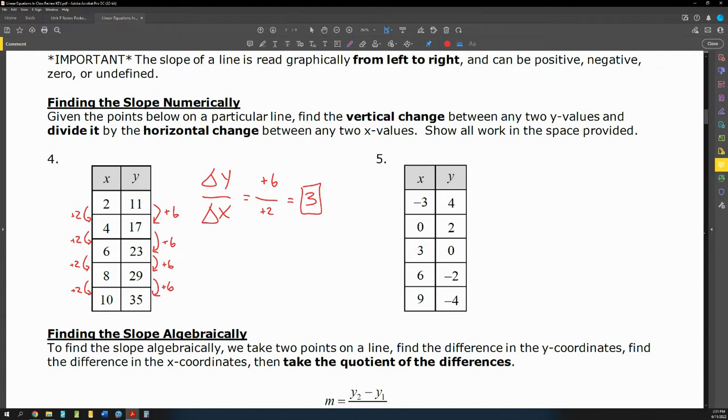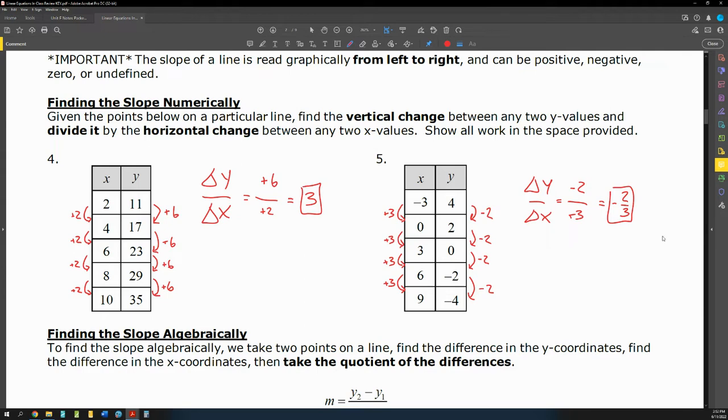For number 5, our change in Y, instead of adding a number now, to go from 4 to 2, we're subtracting 2. 2 to 0, we subtract 2. And we find that this trend continues. So our delta Y, our change in Y, is negative 2. Our delta X, our change in X. So from negative 3 to 0, and from 0 to 3, from 3 to 6, and from 6 to 9, we're adding 3 each time. So our change in X is plus 3, or positive 3. So our slope is a negative 2 over positive 3, or negative 2/3.